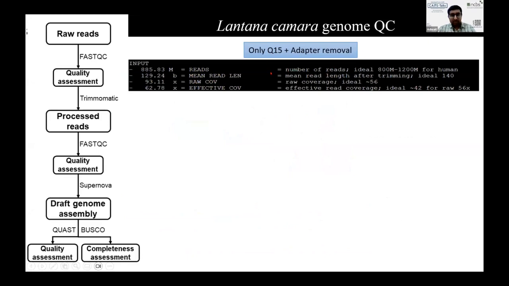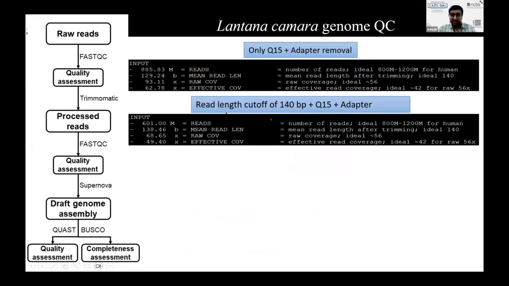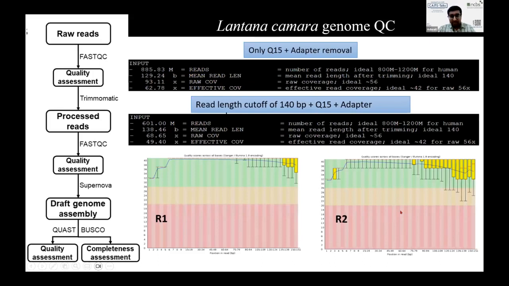And so we went through multiple iterations and then finally decided that having a higher read length cutoff of 140 base pairs for a read of 150 base pairs is much more important. So this was a learning for us, that it is not necessary to be very stringent with the quality check, but the read length is important, which was evident through the quality checks.